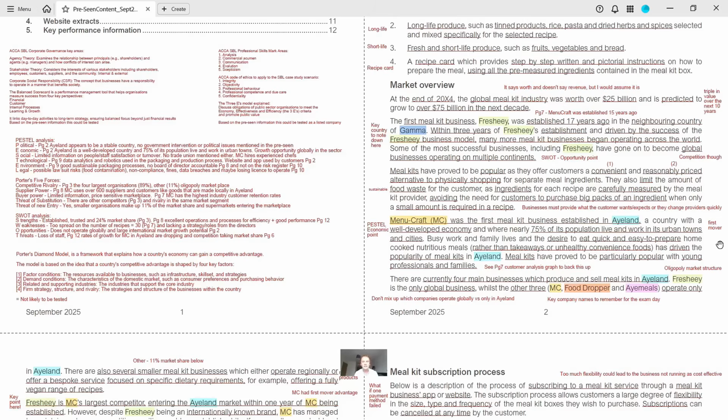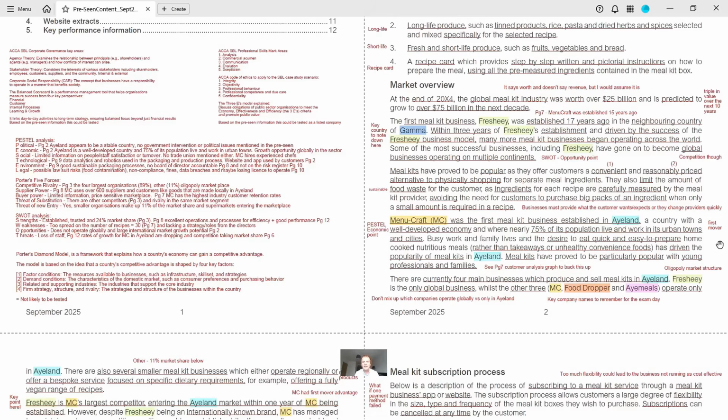And that's where you can see in the next paragraph, the meal kit business, Freshly, was established 17 years ago. And MenuCraft was established 15 years ago. But Freshly was actually established in the neighbouring country of Ghana. Within 3 years of Freshly's establishment, driven by the success of the business model, many more meal kit businesses began operating across the world. So a key country to note down there is Ghana, maybe that could be an opportunity for England to explore, or going to other countries further afield.